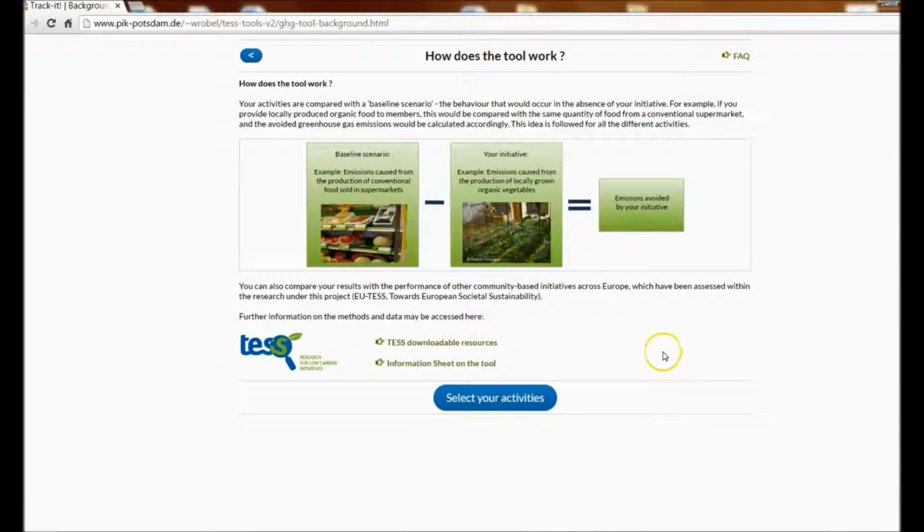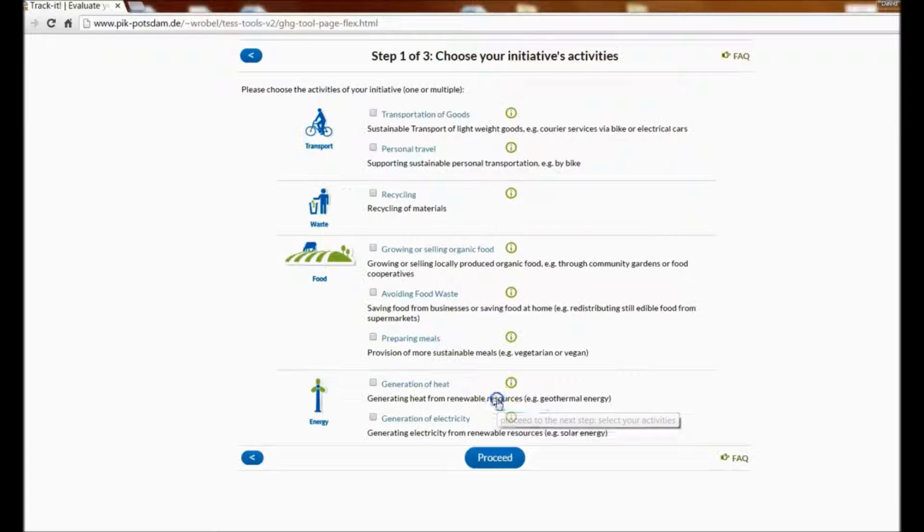How does the tool work? First important consideration to take into account is that we are not providing a carbon footprint of your organization or initiative. We're not providing total emissions that are emitted through your activity, but we're producing the emissions that are avoided. So, for instance, your initiative is producing a certain amount of goods and services, and this is compared to the same amount of goods and services provided by a baseline scenario, which is defined as how society is currently producing these goods and services. So it's this difference in emissions between a baseline scenario and your initiative which we are providing in this tool. I will now present the main activities which we cover.